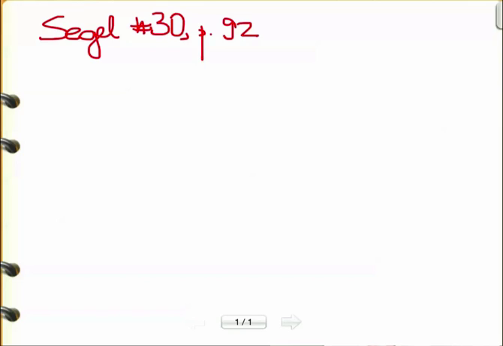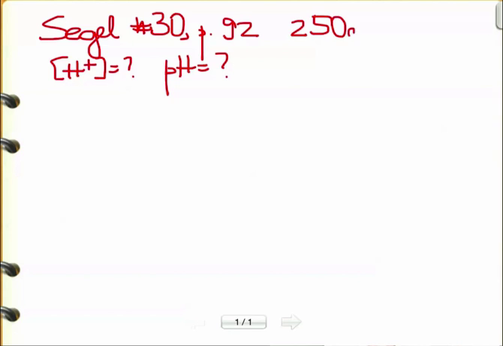Let's find the solution now for problem 30 in page 92. What are the final hydrogen ion concentration and the pH of a solution obtained by mixing 250 milliliters of 0.1 molar citric acid, a polyprotic acid, okay?